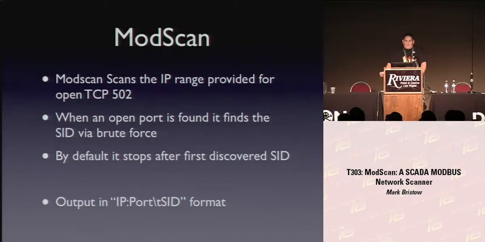When it finds an open port, it's pretty simple. It just does a slave ID brute force. It's not very elegant, but it gets the job done, and it's surprisingly faster than you might think it would be. By default, it stops at the first slave ID that it finds. That's just because I chose to do it that way to be more efficient. But again, for gateways, that doesn't really fly, and we'll take a look at that in a little bit. And it outputs in just an IP:port tab slave ID format, because that's what I felt like. I'm intent on adding actual CSVs or something like that to it, but I'm just way too lazy right now to get that done.